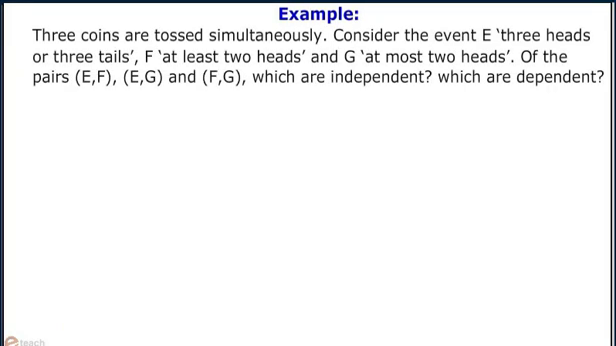Example: 3 coins are tossed simultaneously. Consider the event E that represents 3 heads or 3 tails, F represents at least 2 heads, and G represents at most 2 heads. Of the pairs EF, EG and FG, which are independent and which are dependent?